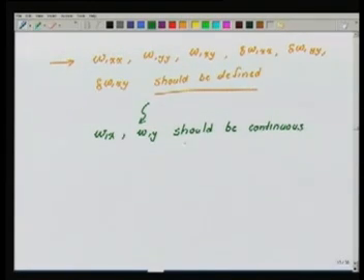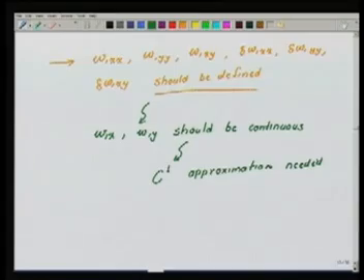That is, we need C1 approximation minimum for the representation of this W. So the minimum smoothness required is C1, that is, the first derivative of W with respect to x and y should be continuous.